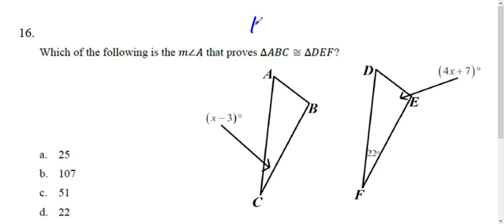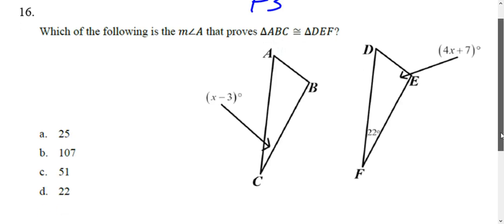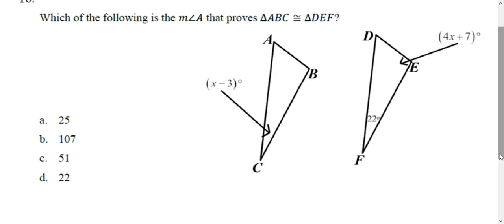This comes from framework 3. Which of the following is the measure of angle A, which would prove the two triangles are congruent? Well, if they are congruent, then all the angles would have to be the same. Angle C would have to be congruent to angle F, and angle A would have to be congruent to angle D.